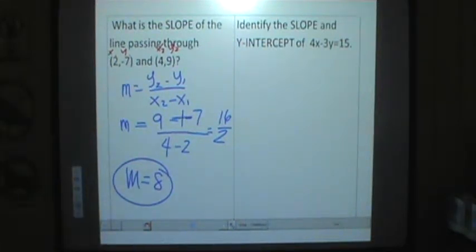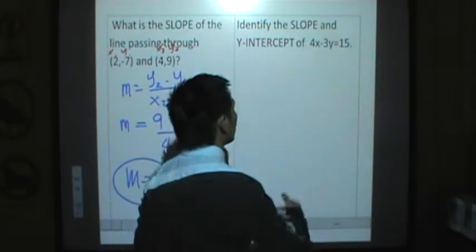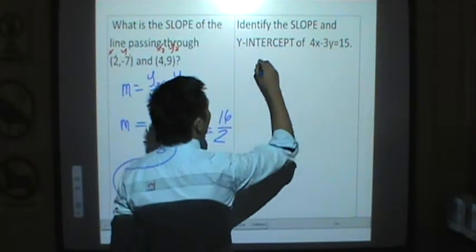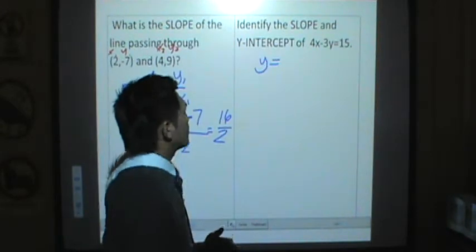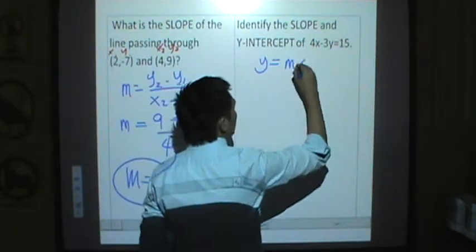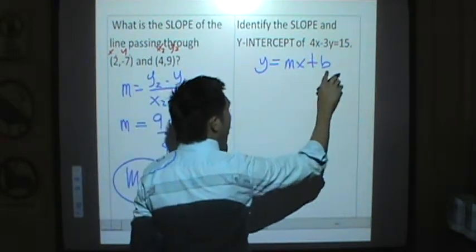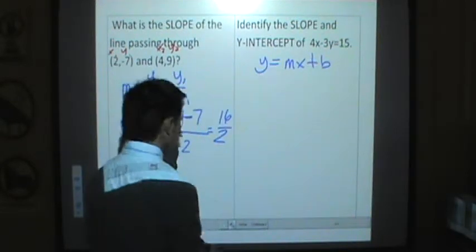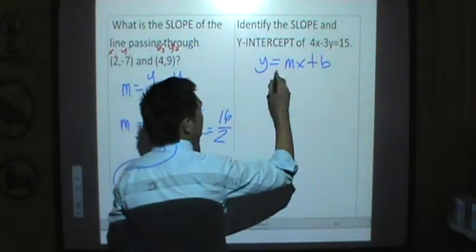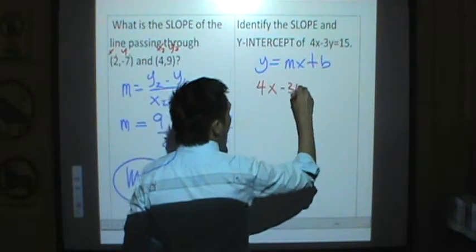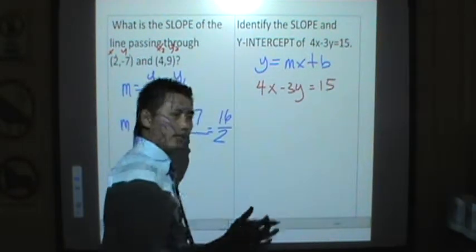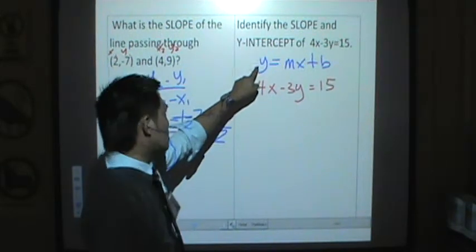Okay? So let's try to identify the slope and the y-intercept of 4x minus 3y equals 15. Now, to solve this question, make sure that you know the slope-intercept form, which is y equals mx plus b. We learned that m is going to be your slope, and b is going to be your y-intercept. So copying the equation 4x minus 3y equals 15, using this formula, we need to have y alone.